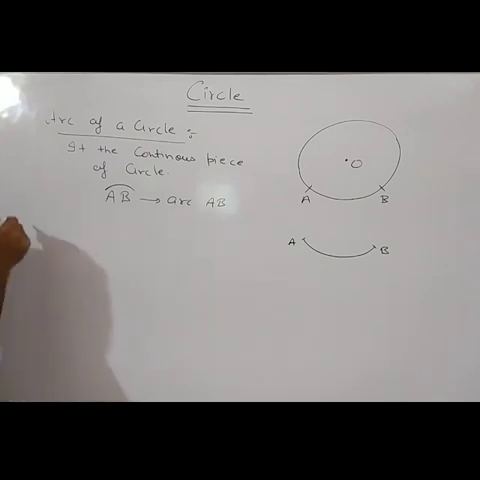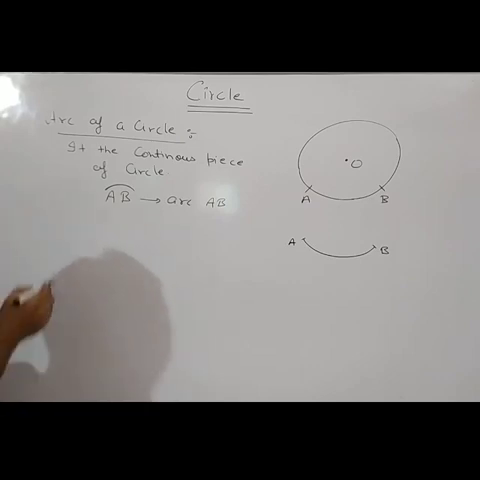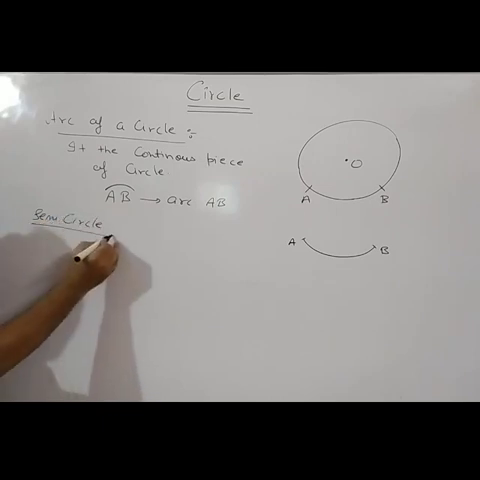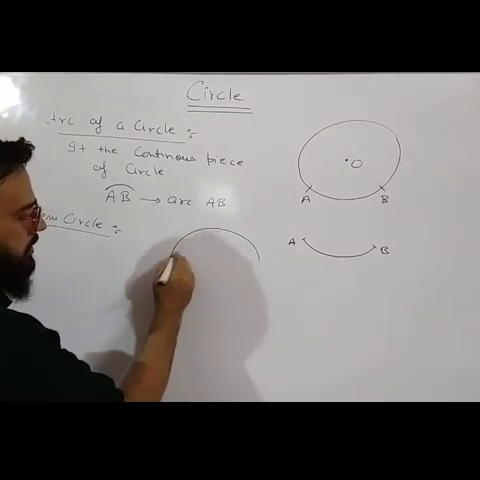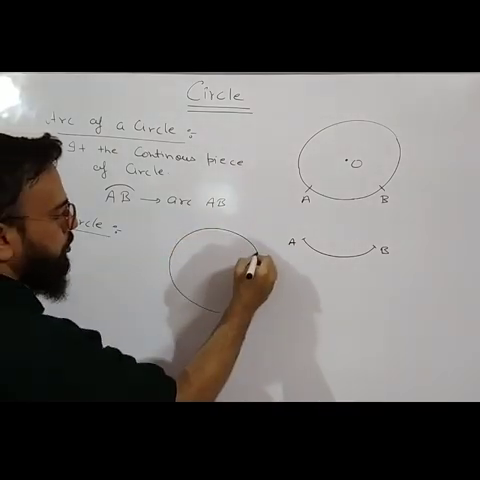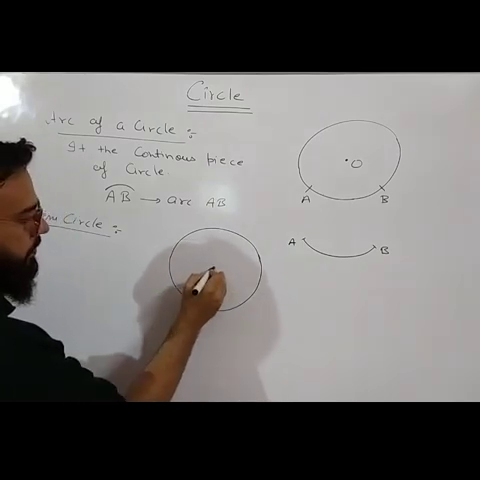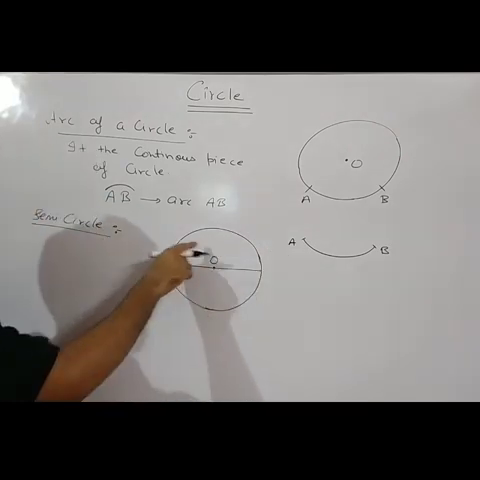Now there are two types of arc. One is minor arc. Before this, let us discuss semicircle. What is a semicircle? You all know about the semicircle. A diameter of a circle divides it into two equal parts. Suppose this is our diameter. So this diameter is dividing the circle into two equal parts.